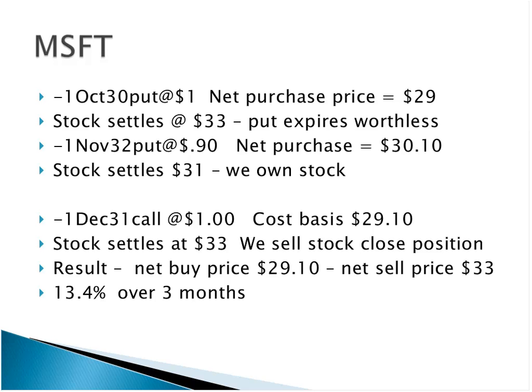Okay, so we got a net buy price of 29.10. We sold it at 31. So that gives us a difference of 1.90. We made $1.90 on it, divided by 29.10. I'm just doing the math here. So our yield's about 6.5%, not 13%. It's about half of that. We scalped out about $1.90. We made about 6.5%. If you sell at 33, you make 13%.